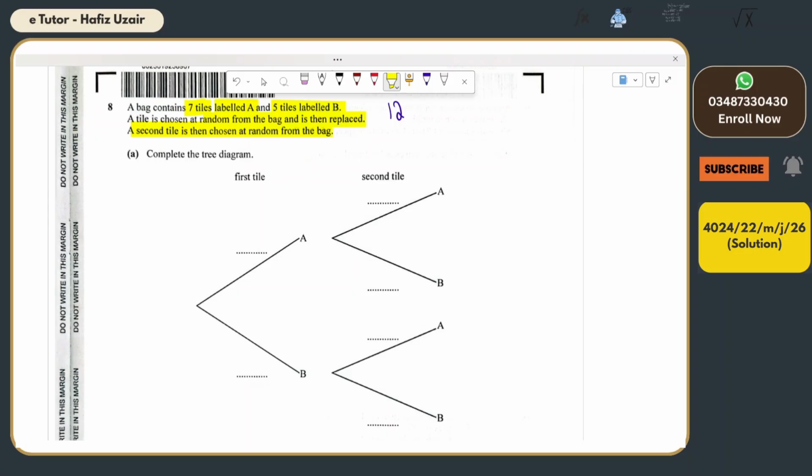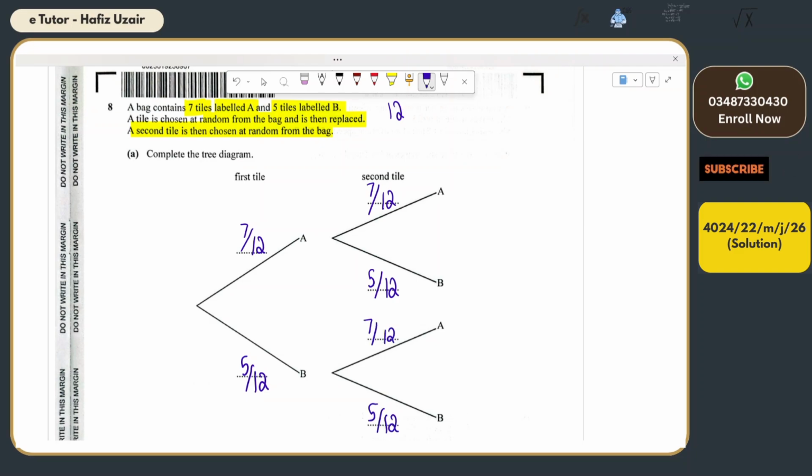Now you need to complete this table. If the first tile taken is A, what is the probability? We have 7 tiles, so it will be 7 by 12, and for B it will be 5 by 12. When a tile is replaced, the probability will be the same. So here we'll get 7 by 12, here 5 by 12, and again here 7 by 12, and here 5 by 12. Because if you pick a tile and put it back in the bag, the probability stays the same.